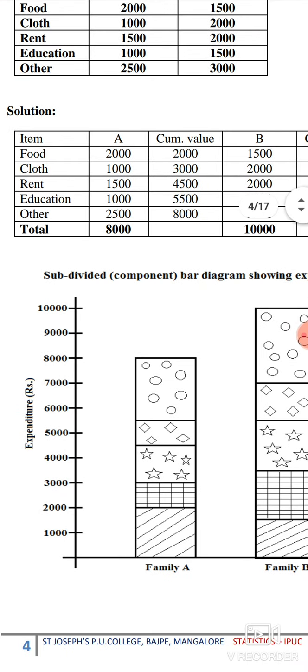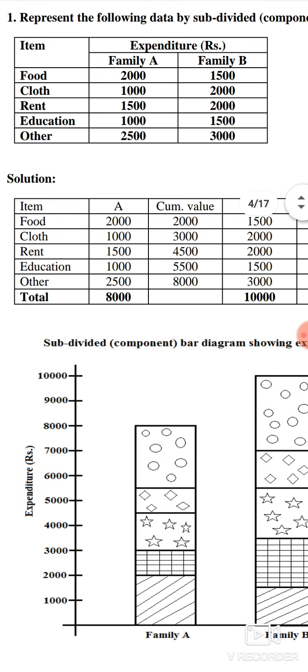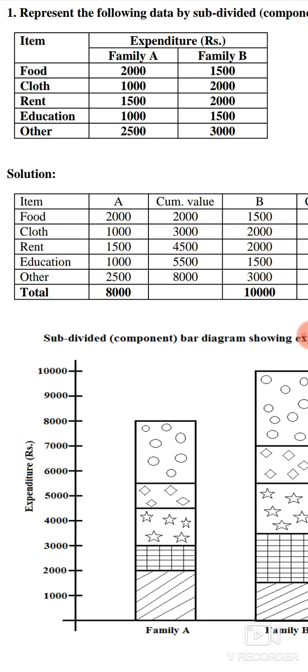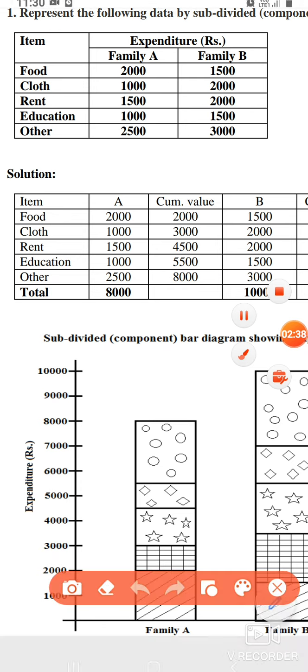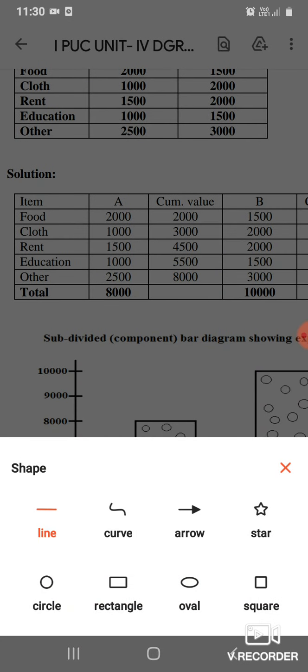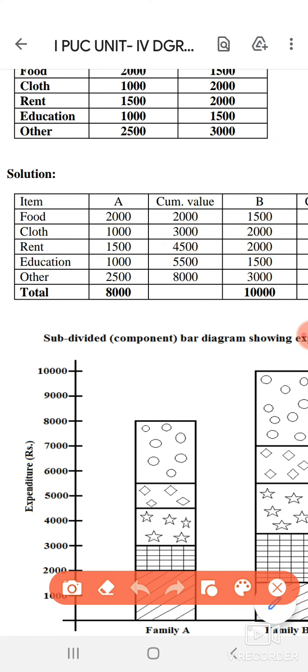So as usual, write down items: food, cloth, rent, education and others. Then write down the expenditure of family A, that is given in the example, that is 2000, 1000, 1500, then 1000, 2500. Then take the total. When you add all these values, we will get 8000. Then now find out the cumulative values of these values.